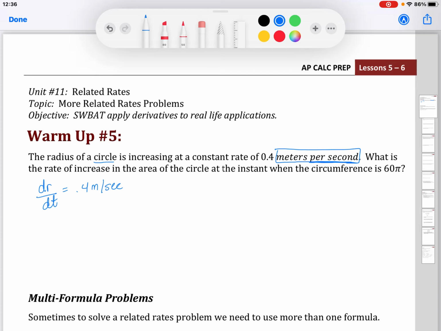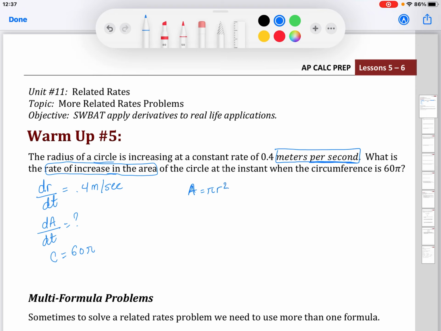It's asking us what is the rate of increase in the area. So I want to find the rate of change of area, dA/dt, using uppercase A for area. dA/dt I do not know, of the circle at the instant when the circumference is 60 pi. You need to know your circumference formula, because I want to find dA/dt, so my area is what? Area of a circle is pi r squared.